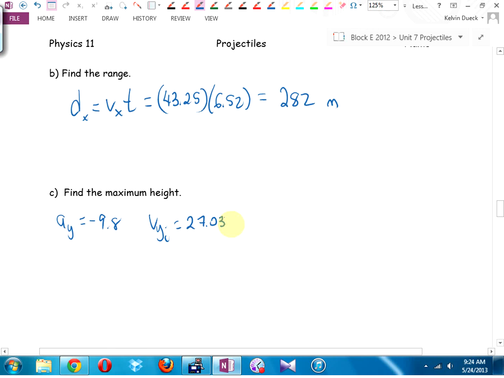I can't use T. T is not 6.52. That's how long it took to get to the ground. And I can't just divide that by 2 like I could if I was starting on the ground and ending on the ground, because when we're doing that, we could say the time to the top was halfway. Here, since you're starting on a cliff, you were going up for less time than you were coming all the way down.